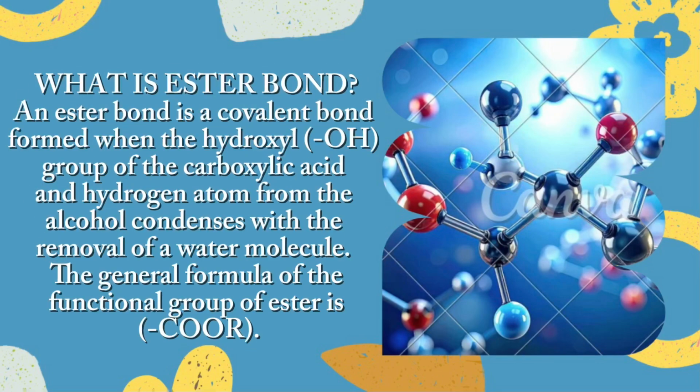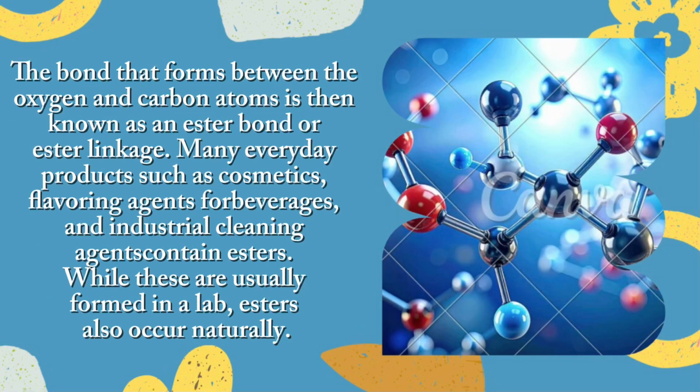So when we say ester bond, an ester bond is a chemical linkage formed between an alcohol group and a carboxylic acid group through a process called a condensation reaction. This reaction results in the elimination of a water molecule, creating a new bond that connects a carbon atom from the carboxylic acid to an oxygen atom, which is then connected to another carbon group from the alcohol. The bond that forms between the oxygen and carbon atoms is then known as an ester bond or ester linkage.